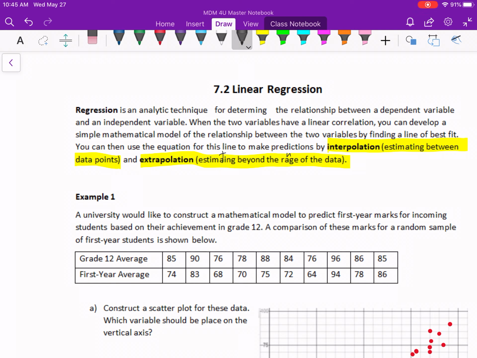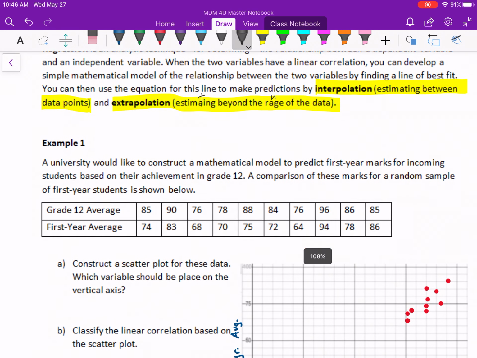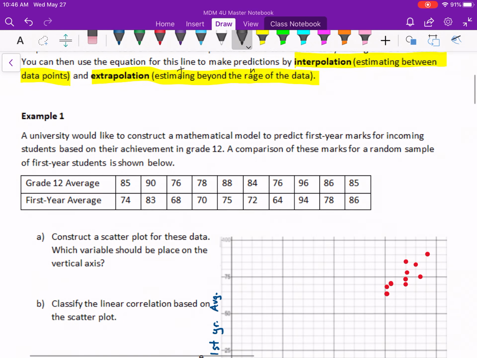Interpolation is always safer than extrapolation. It's always safer to estimate between data points than to extend it beyond, because you never know what's going to happen when you go beyond. But anyway, that's what those two terms mean. Let's just jump into a couple of examples.